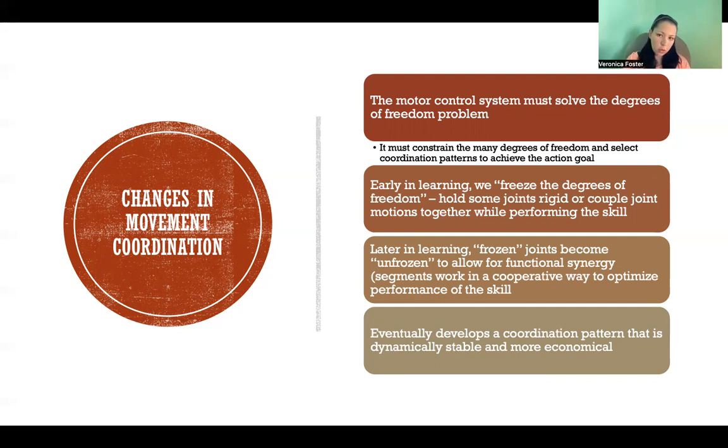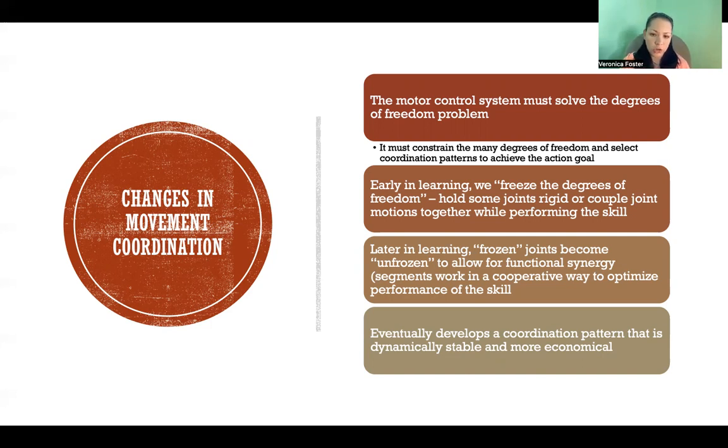Early in learning, we freeze the degrees of freedom to control those degrees of freedom. When we don't have the skill yet to coordinate and control all of the many degrees of freedom, what we tend to do is freeze some of them, like hold certain joints in a rigid position or couple certain joint movements together, even if it's not necessarily what will optimize the performance of that skill. So early on, we'll freeze some degrees of freedom and work on learning how to control the remaining degrees of freedom. Then as we learn that skill, we unfreeze those frozen degrees of freedom.